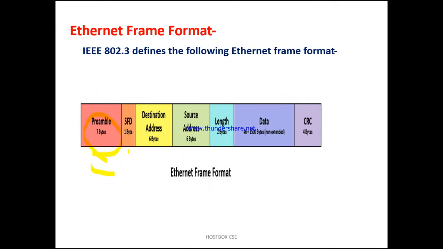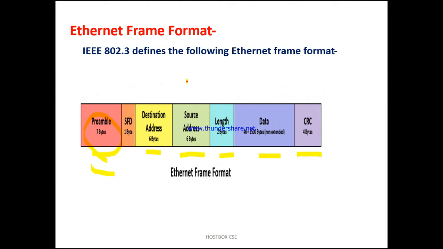Then SFD, the start frame delimiter, and the destination address is 6 bytes, and the source address is 6 bytes, and length is 2 bytes, followed by data, which might be 46 to 1500 bytes, and the CRC. CRC is cyclic redundancy check, used to find the error detection. Let's see one by one elaborately.